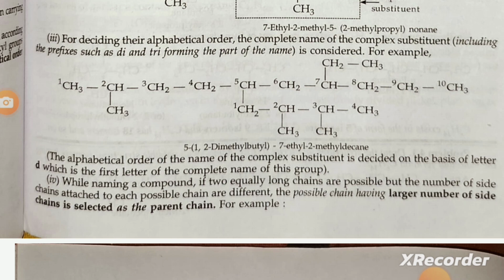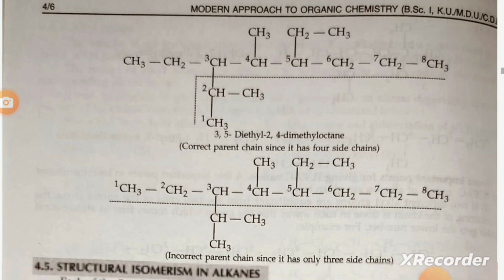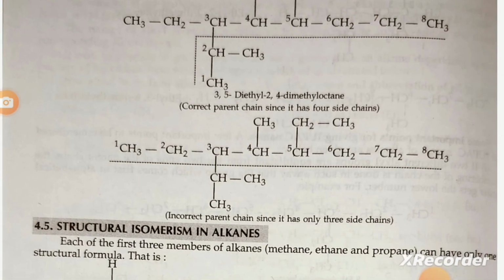Fourth, while naming a compound, if two equally long chains are possible but the number of side chains attached to each possible chain is different, the chain having the largest number of side chains is selected as the parent chain. For example, 3,5-diethyl-2,4-dimethyloctane. The first is the correct parent chain since it has 4 side chains. The second is an incorrect parent chain since it has only 3 side chains.